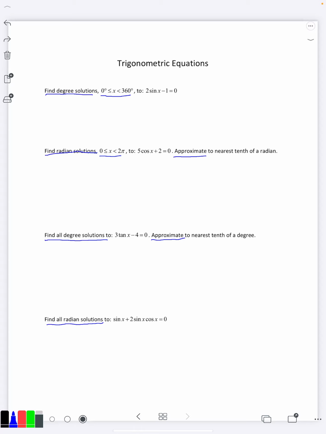With all of that out of the way, again, when you see a problem, look for 3 things. Do you want degree or radian, one time around the circle or all of them, or the exact or approximate answer? Once you have those in mind, then you can get down to actually solving the equation. Now, my first equation here is 2 sine x minus 1 equal to 0.